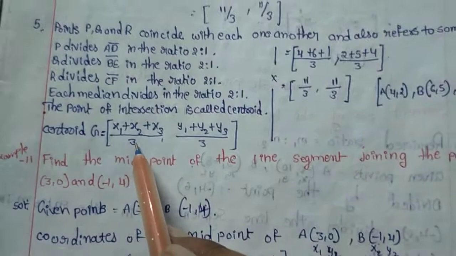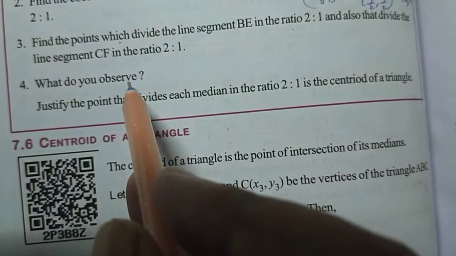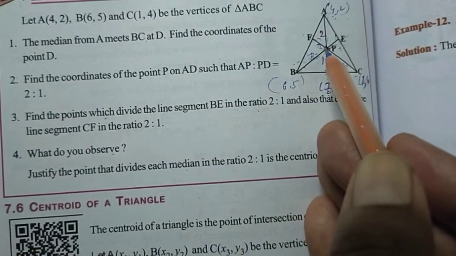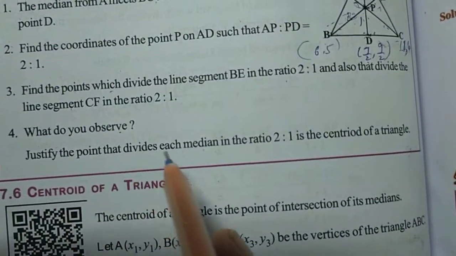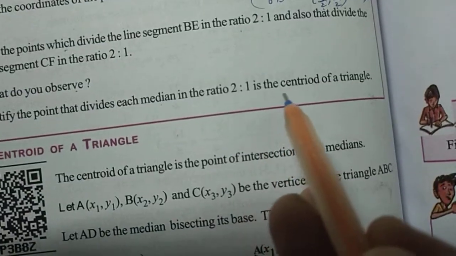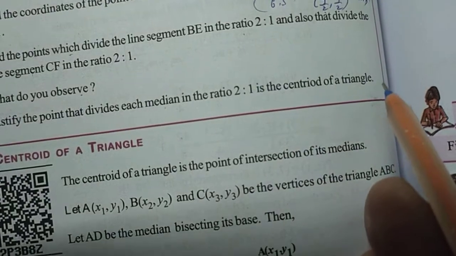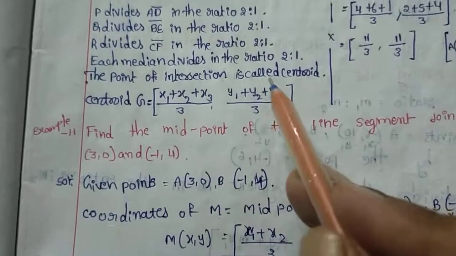Centroid G equals the formula. Now, just observe: all points meet at the same point. This is the centroid. Justify: the point divides each median in the ratio 2:1. So it is the centroid of a triangle.